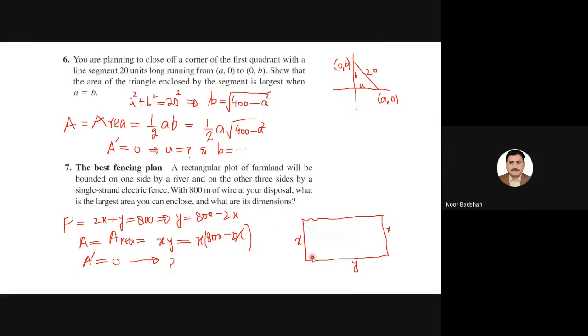And what about the area then? Which is x into y. Put the value of y, multiply, take the derivative equal to 0, and you get the value of x and then the corresponding value of y, which will be the dimension where you get maximum area.